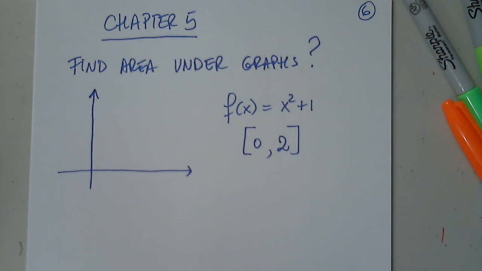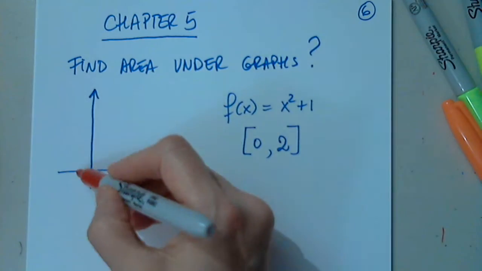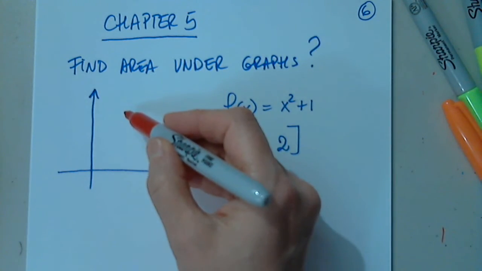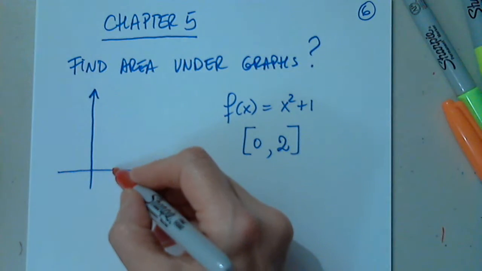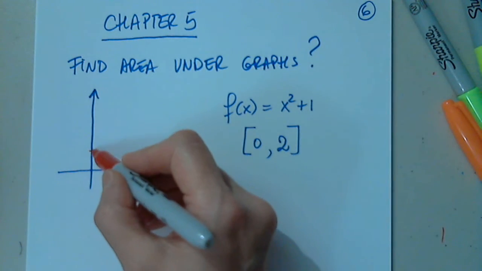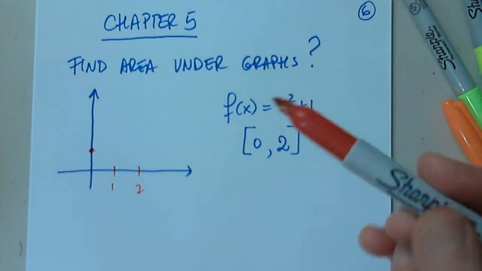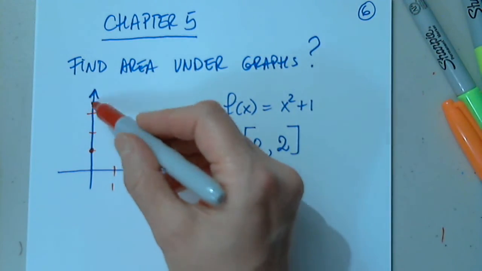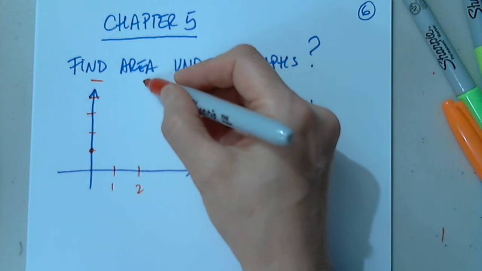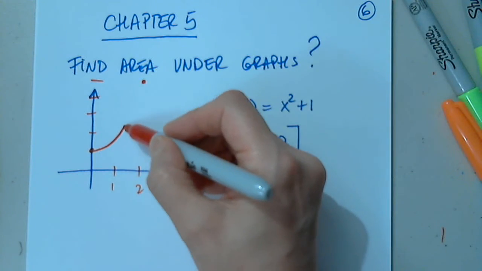Okay. So first I'm going to graph this function. And I know that it's x squared and then up 1. So this is my 1 and this is my 2. So at 0 it is 1. At 2, 2 times 2 is 4, 4 plus 1 is 5. 2, 3, 4, 5. So I get this graph. So here's my graph.